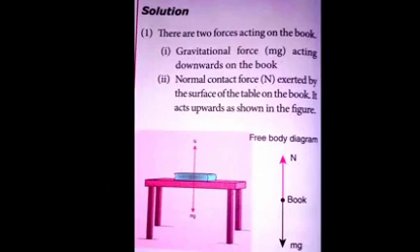So already we know there are two forces acting on an object. One is the gravitational force mg acting downward on the book, and the second one is the normal contact force, that is N, exerted by the surface of the table on the book. So it is acting upward. In the figure you can see this normal force acting upward. Also you see the free body diagram. The book is considered as a dot, and the normal force is upward and the downward gravitational force is mg.